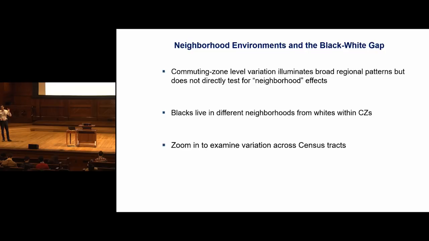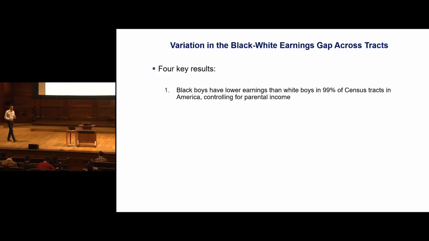We're basically going to use the data that you've seen in the Opportunity Atlas, which you can look at by race, and analyze that to try to understand better what might be driving these disparities. So we'll try to find census tracts where you see smaller disparities and ask what characteristics they have. And what I'm going to do is summarize what we find from that analysis by talking about four key results that we have identified.